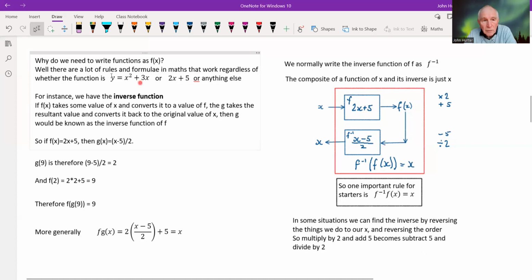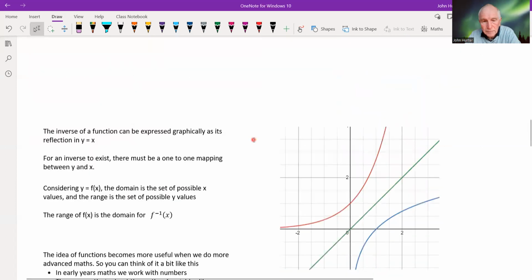So when we're talking about why we need to write functions as f of x, here is one rule, and this is a pretty straightforward rule, but what we're saying is that the inverse function of the function of x is equal to x. And that is something that's true, essentially, for all functions, with some constraints in there. Okay, so that's what we mean by that.